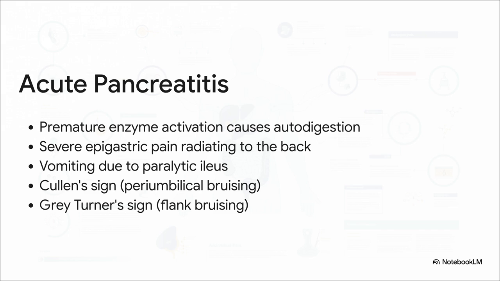In really severe hemorrhagic cases, that retroperitoneal blood can even track to the umbilicus, causing Cullen sign, or out to the flanks, causing Gray-Turner sign.